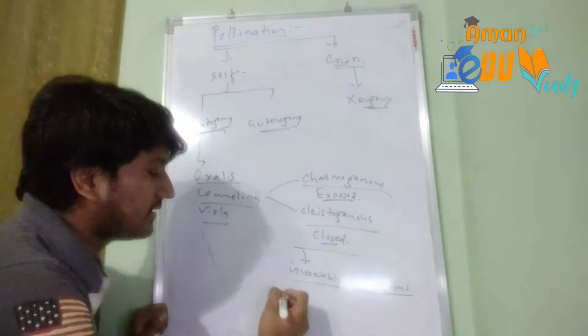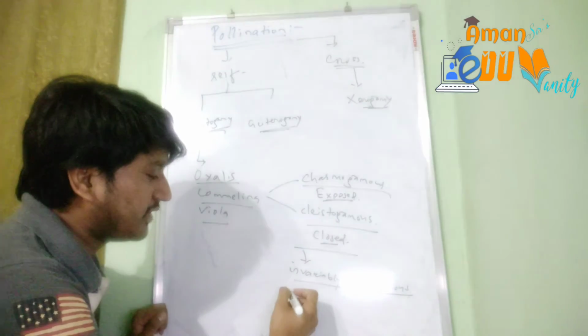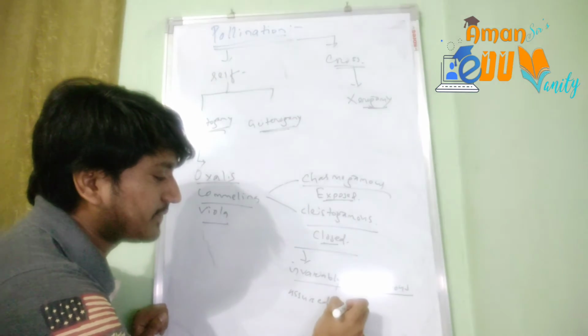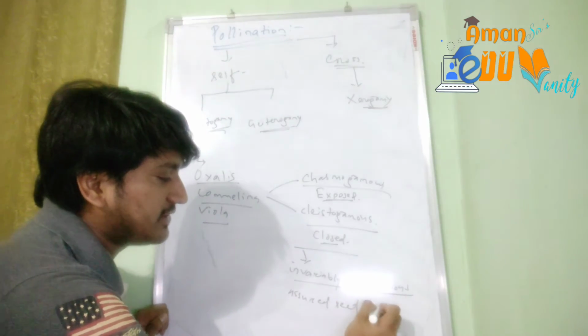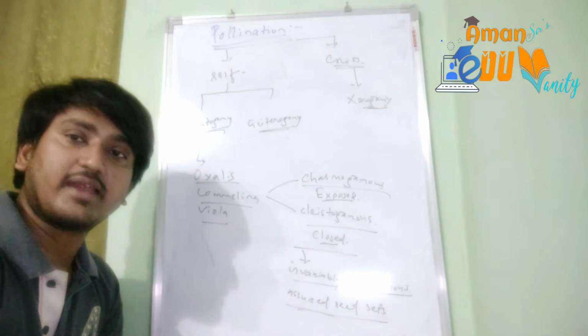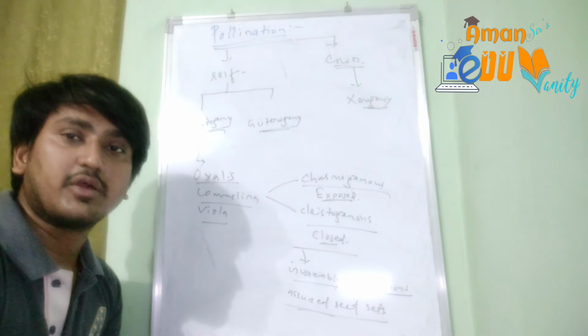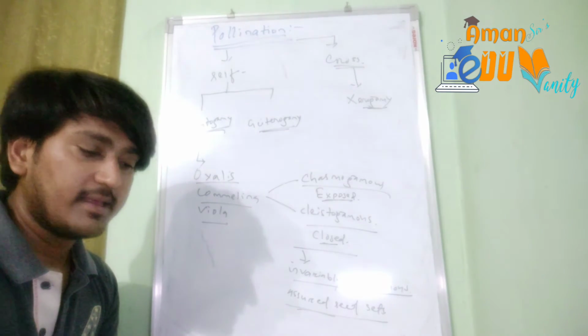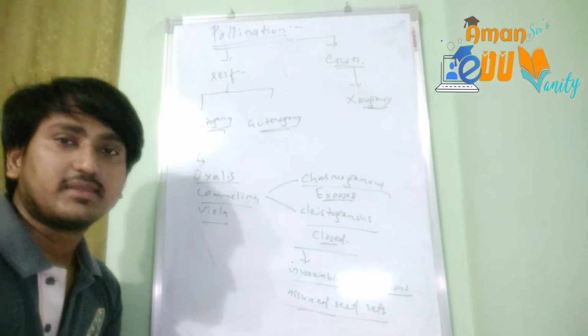Another thing is that they are said to produce assured seed sets. Cleistogamous flowers produce assured seed sets. Assured seed set means they will definitely be forming seeds because they are not opening at all. 100% pollination will be successfully done and they will be forming seed sets.